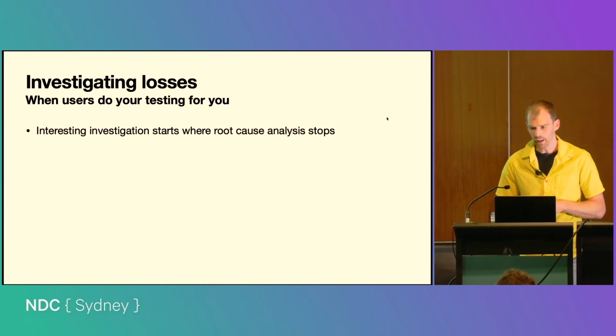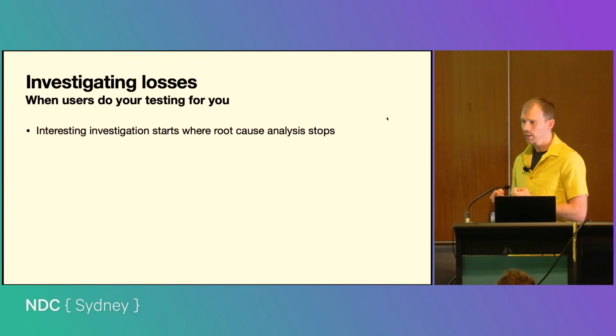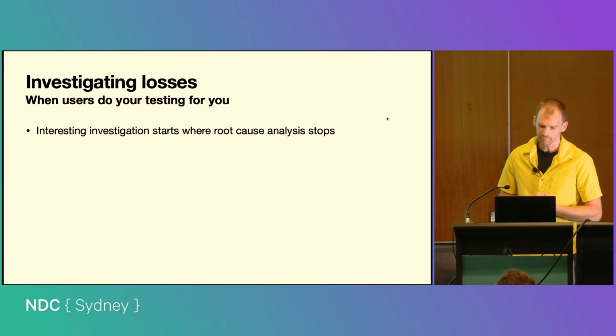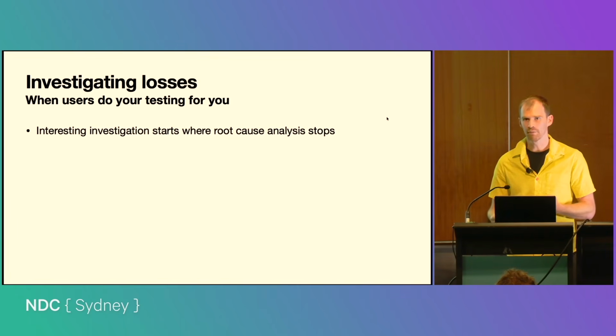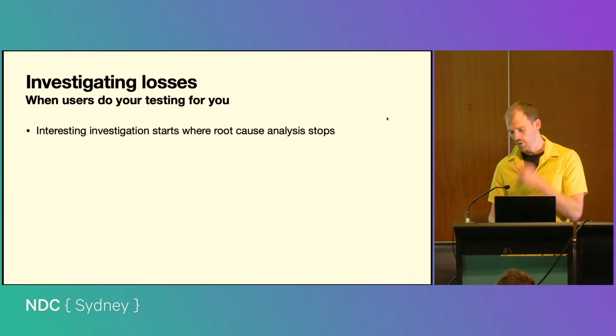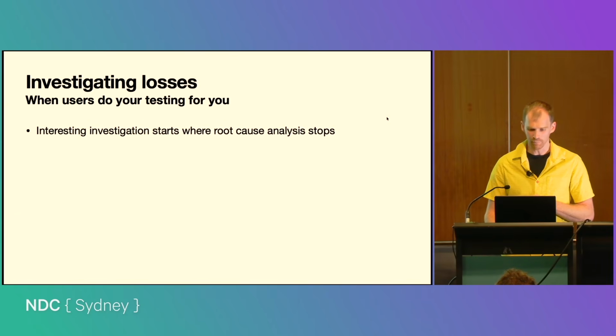I want to try and finish a little bit on talking about the kind of testing that you do when your users have already done it for you and broken stuff. We focus a lot on root cause analysis when we are looking at failures. What broke? What was the thing that went wrong? Usually we'll try and blame the user if we can, but sometimes we can't.